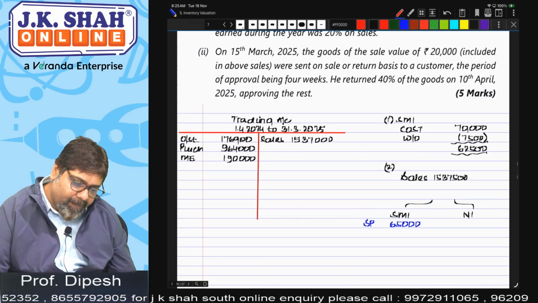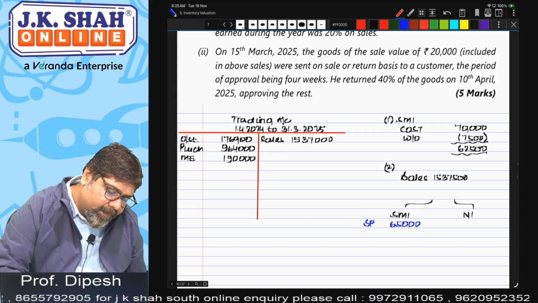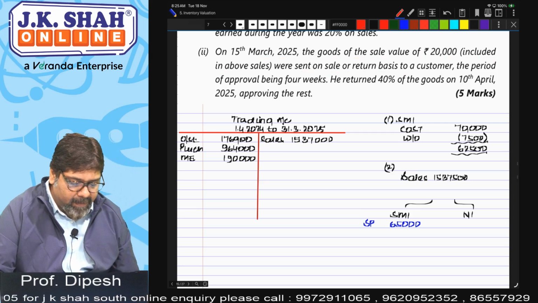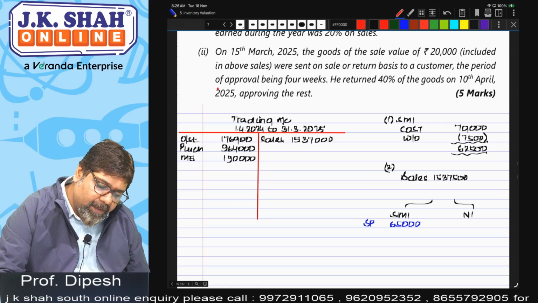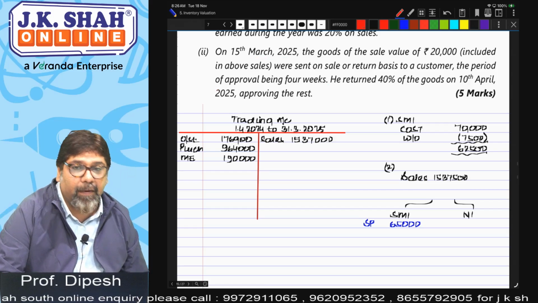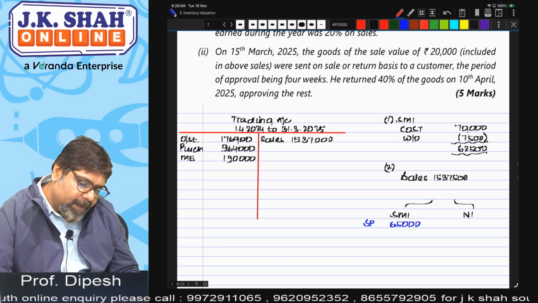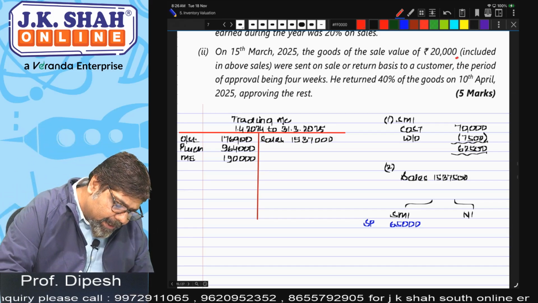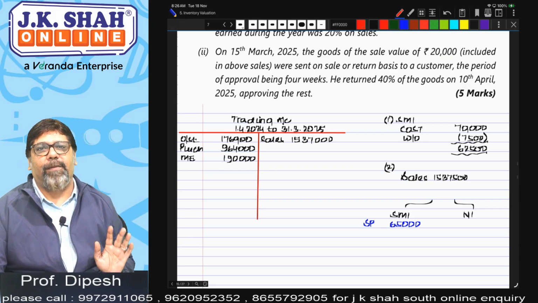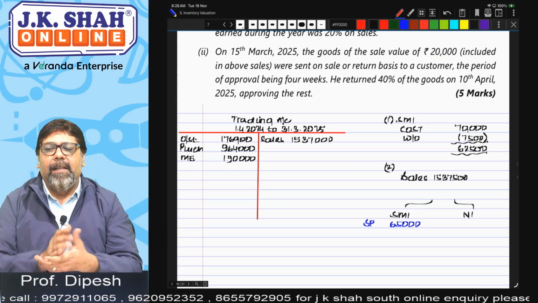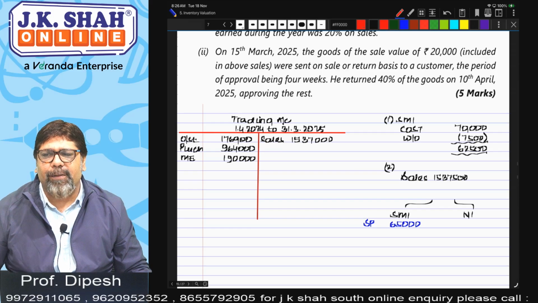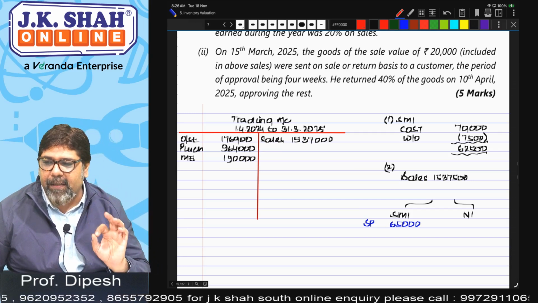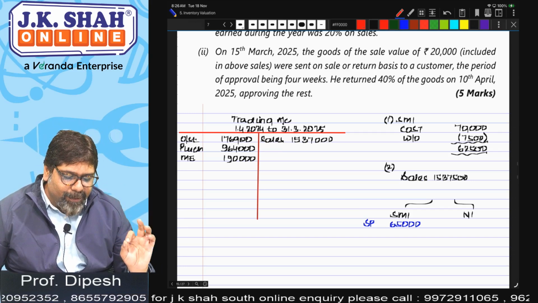First adjustment done. On 15th of March, goods of the sale value 20,000 included in the above were sent on sale or return basis. The period of approval is 4 weeks, so till 15th of April they can reply. He returned 40% of the goods on 10th April, that is next year. Till the current year, are these goods sold or not sold? We sent them on 15th of March, but till 31st of March, are these goods sold or not sold?